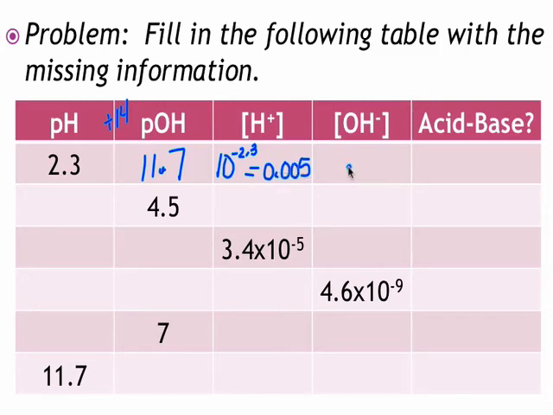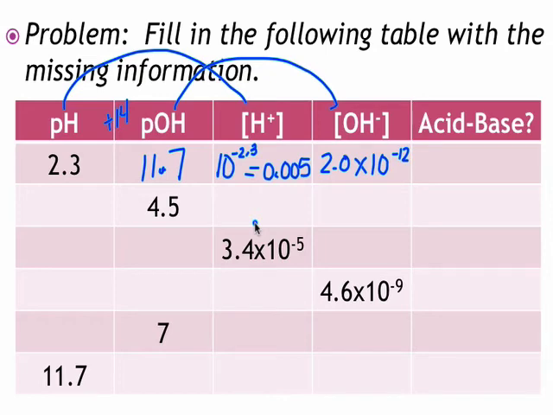I do the same thing with the hydroxide ions. I'm going to take 10 raised to the negative 11.7 this time. And when we do that, we end up with a much smaller number, 2.0 times 10 to the negative 12th. So the pH and the H plus are directly related, and the pOH and the hydroxide ions are directly related. So you need to make sure that you're using the correct one: pH if you're going to H plus and pOH if you're going to OH minus.